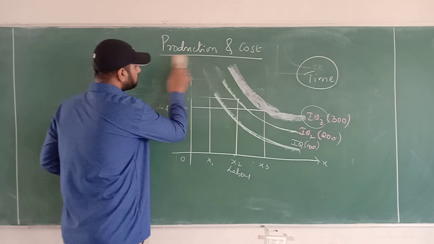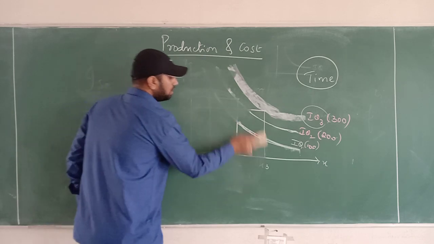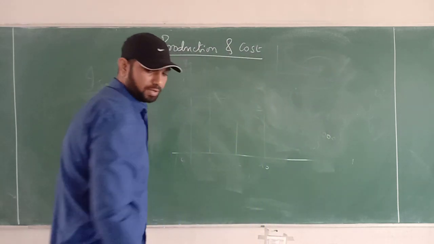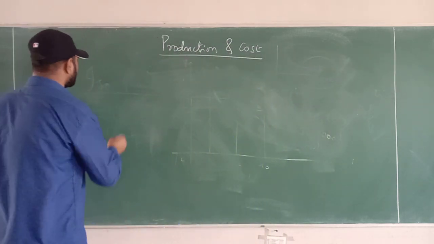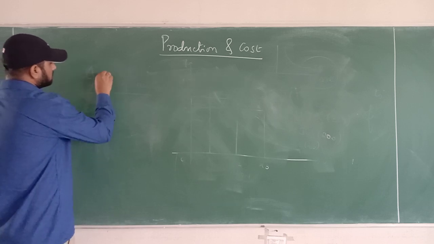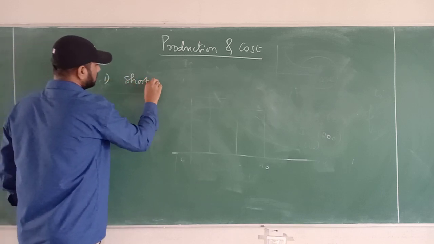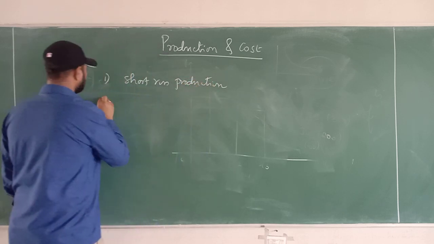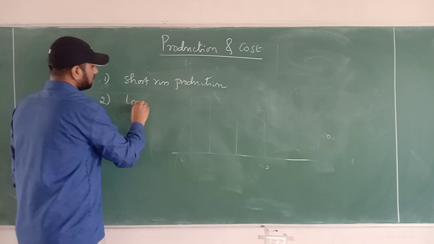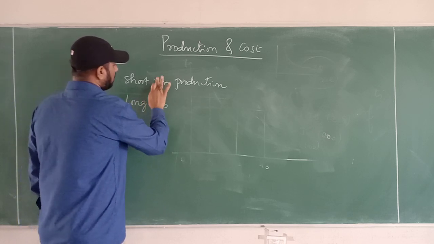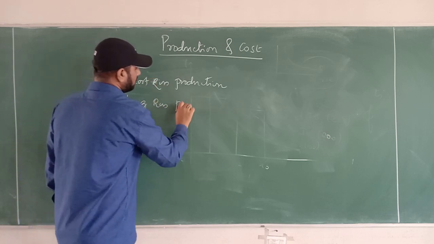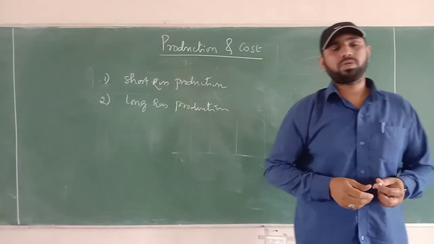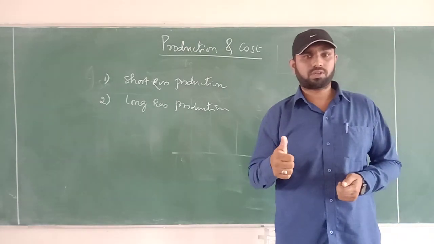Now coming to the types of production. On the basis of time, types of production are classified into two. First one is short run production. Second one is long run production.